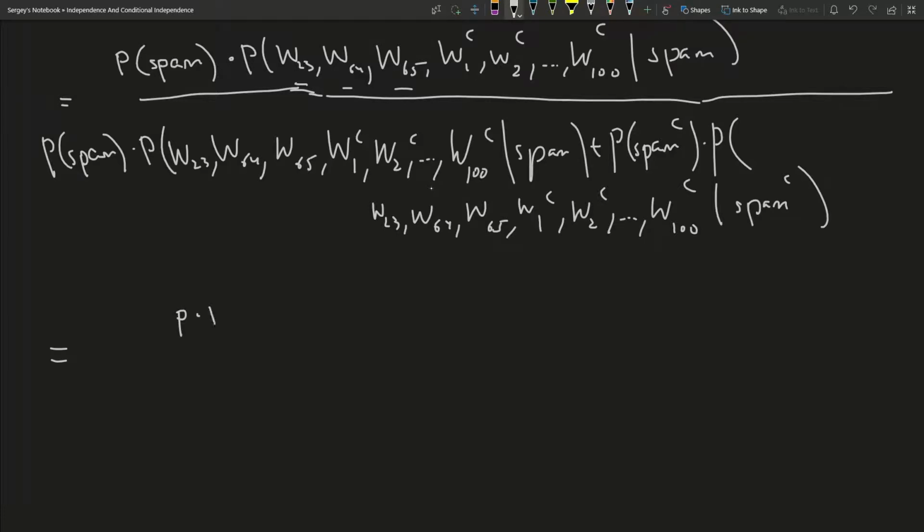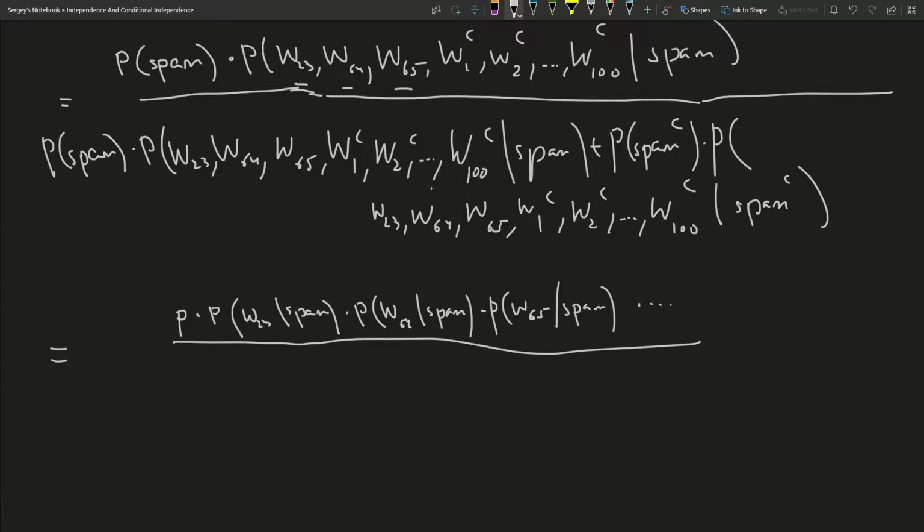So this is p times the probability that the 23rd word occurs given spam, times the probability that the 64th word occurs given that our email is spam, times the probability that the 65th word occurs given spam. And I'll just write ..., meaning we're going to multiply the probability that the first word doesn't occur given spam times the probability that the second word doesn't occur given spam, and so on. And we're going to rewrite this expression in the denominator.